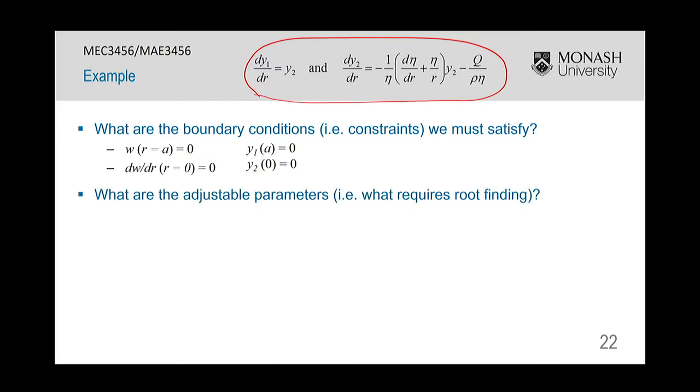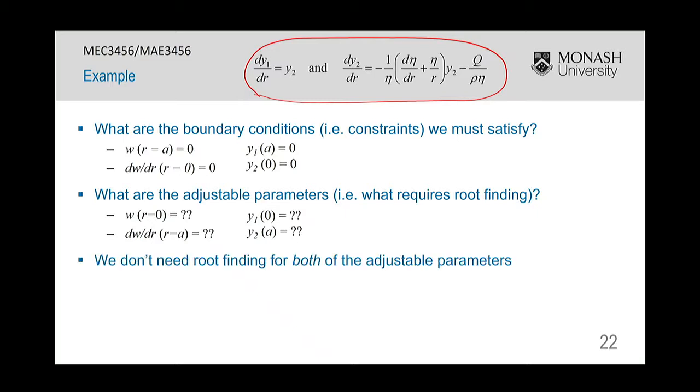So what are potential adjustable parameters? In other words, what requires the root finding? Well, we don't know what the velocity magnitude is on the axis, so that's unknown. We also don't know what the velocity gradient is at the pipe wall, so that's another unknown. So either of these two things could be adjustable parameters. In terms of y1 and y2, that corresponds to y1 of 0 and y2 of a both being unknown. So we need to try and figure out how we're going to do this. We don't need root finding for both of the adjustable parameters. Okay, we only need to do it for one.